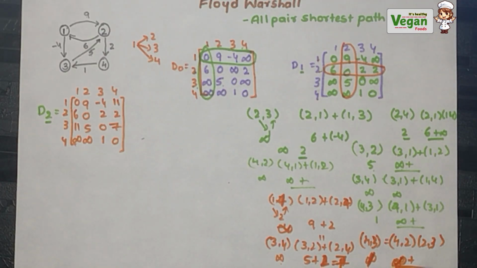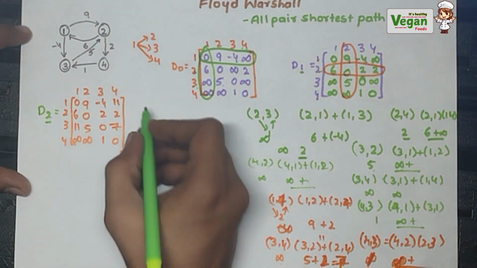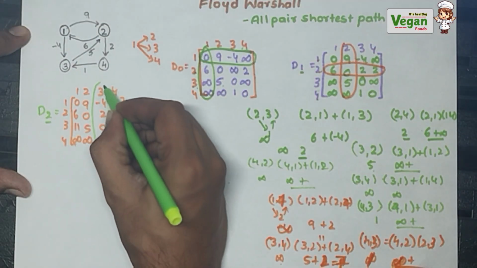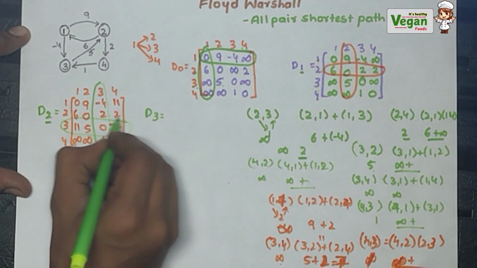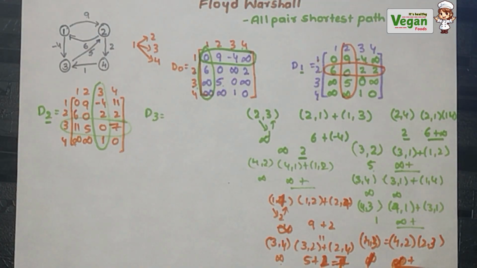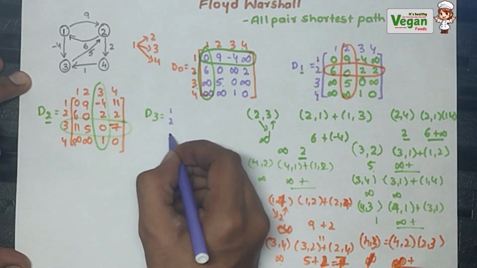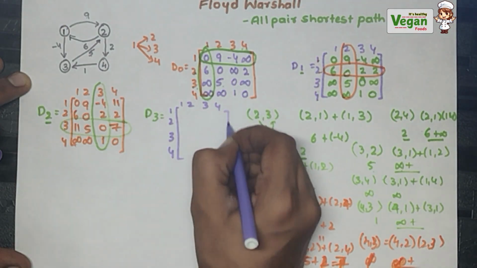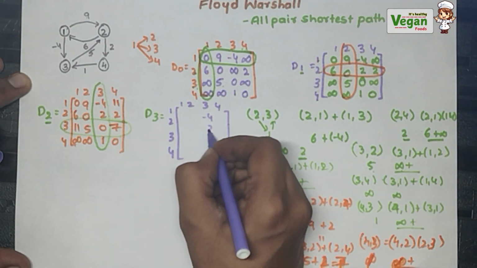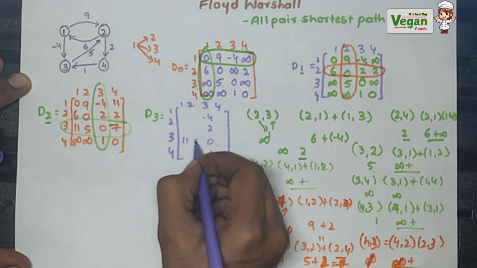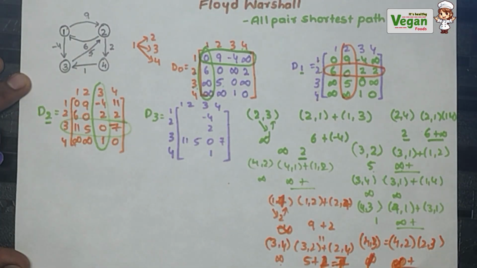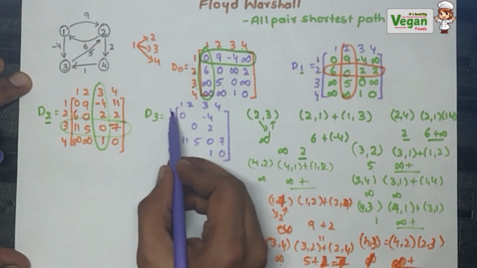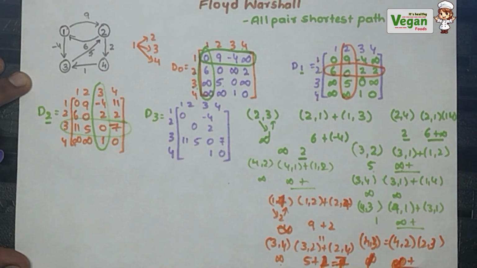Still we are left with only 2 matrices. Now I must construct D3. To construct D3, I will be considering the third column and the third row as same. Just write those. So 1, 2, 3, 4. 1, 2, 3, 4. Minus 4, 2, 0, 1, 11, 5, 7. Since the self loop is not there for all the elements, we will be writing the zeros for the diagonal. Now I must find 1 comma 2.